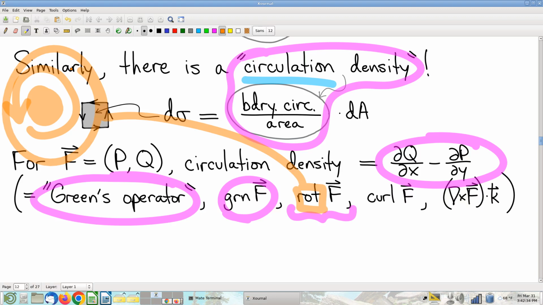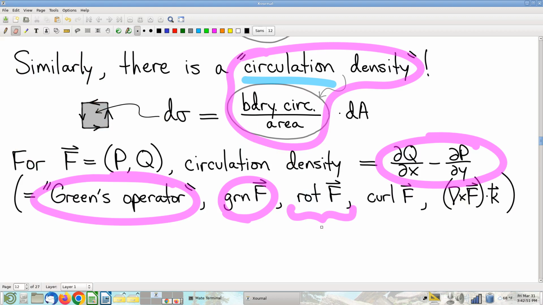So I think this is also a very reasonable notation. Rot F represents how much little leaves in that fluid will be rotating. Very natural. So dig it. Feel free to use that. I like it very much. Perfectly fine.